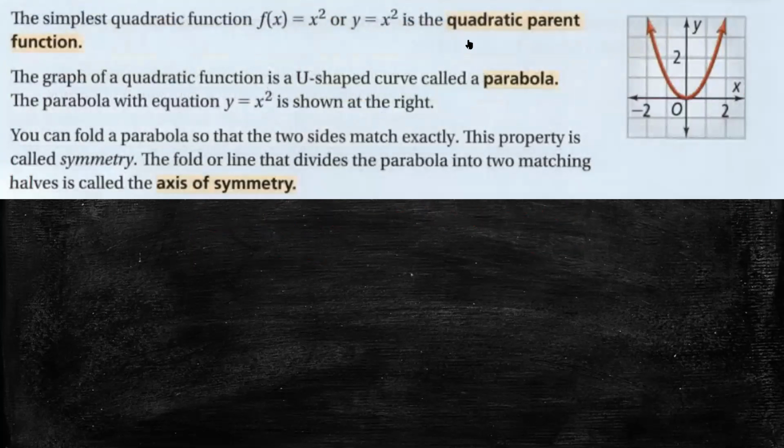Now let's talk about graphing. By now, I told you about functions, the quadratic functions. The simplest quadratic function is y equals x squared. This y equals x squared, the simplest one, we call a quadratic parent function. This is the parent of the function. How can we now graph it?